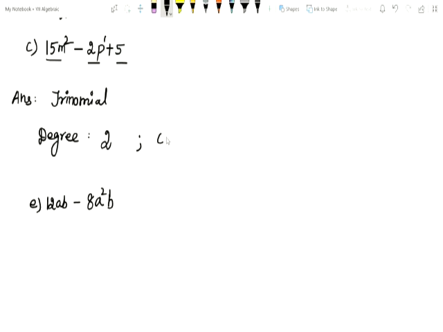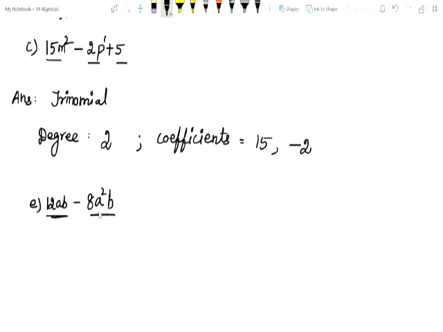Next, we need to find out the coefficients. The coefficient of m square is 15. The coefficient of p is minus 2. Okay, children, do you understand? See the next question. 12ab minus 8a square b. This is one term, this is another term.